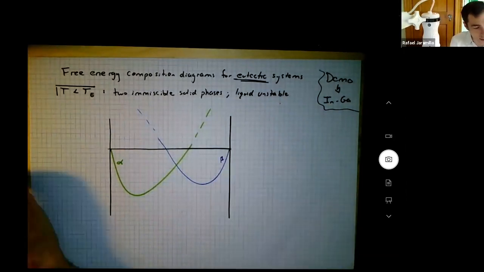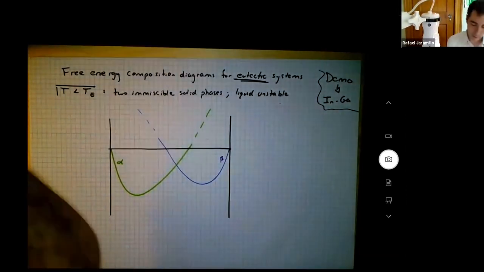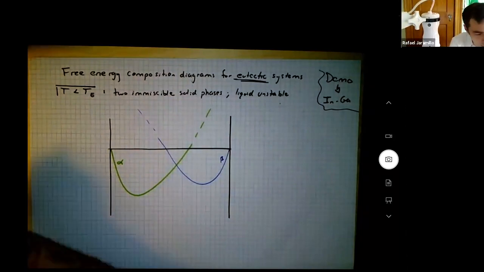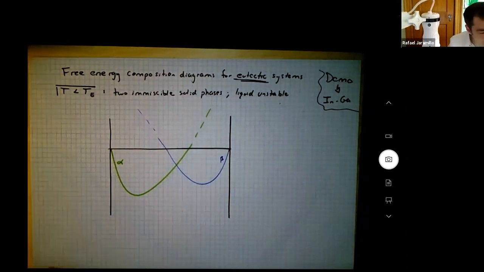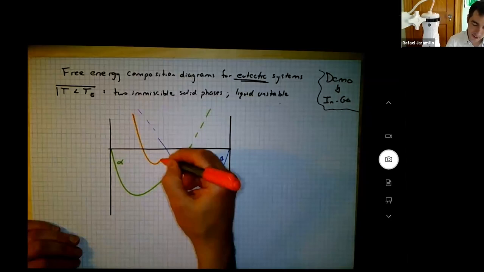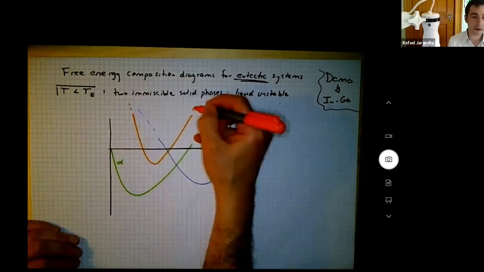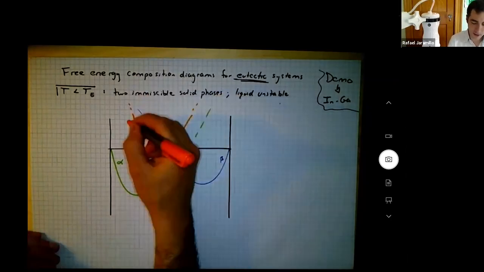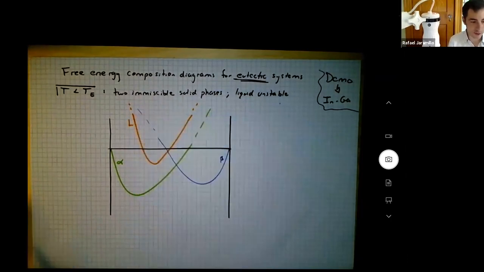And let's have a liquid phase. Now we know from the start of this lecture, when we were looking at the lens diagram, the liquid phase here is just something that is like that. It's everywhere unstable, so it's never going to factor into the taut rope construction.